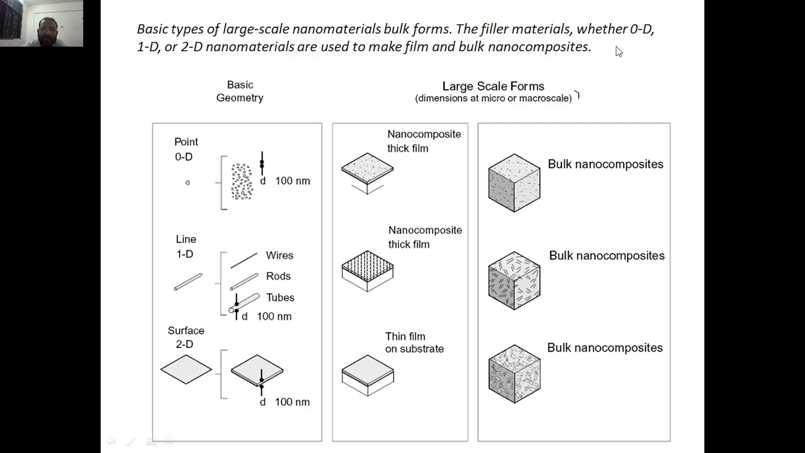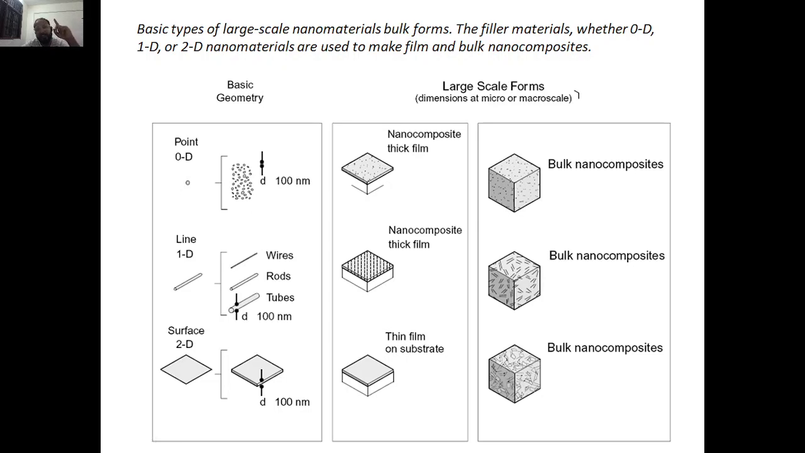So there are basic types of large scale nanomaterials from the bulk forms. The filler materials, whether 0-dimensional, 1-dimensional or 2-dimensional nanomaterials, are used to make films, like thin films and bulk nanostructures. We have large scale forms. The basic geometry of 0-dimensional looks like this, and the diameter of the 0-dimensional nanostructure is 100 nanometer. The example I am using is quantum dots. Now I am using this 0-dimensional nanomaterial and making a thin film out of it. Thousands of quantum dots fit into one sheet, and here the thickness will be nanoscale. Imagine one quantum dot is 10 nanometer.